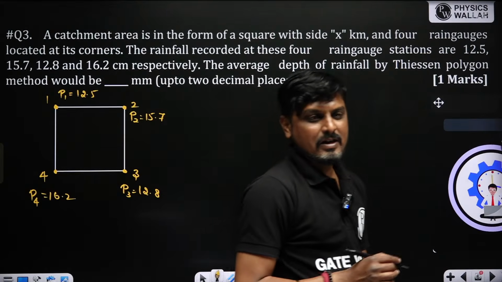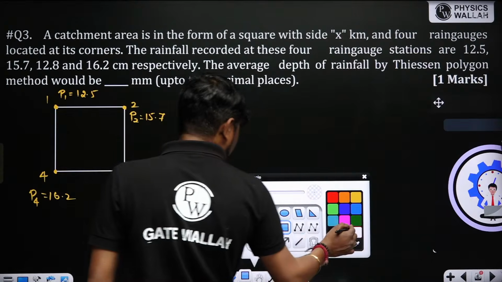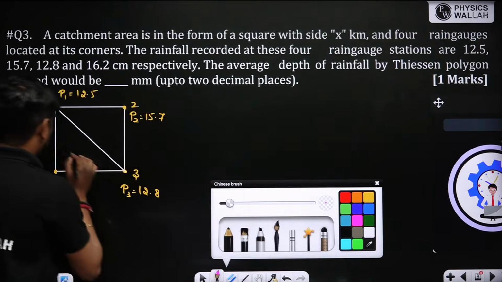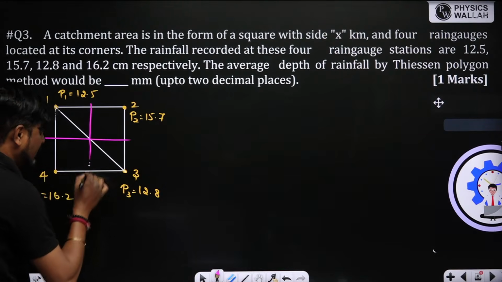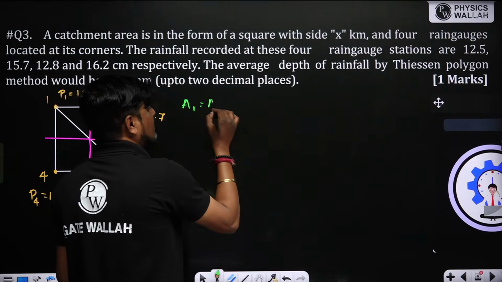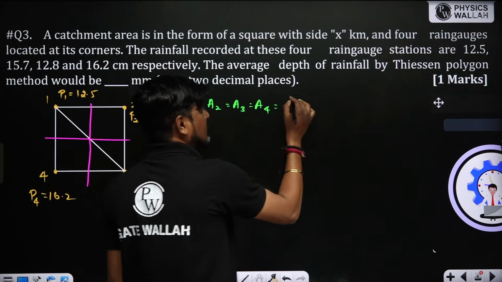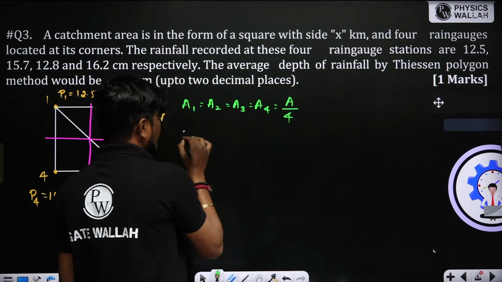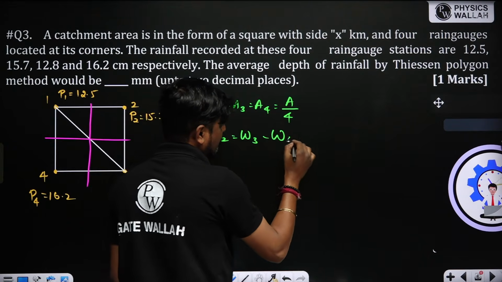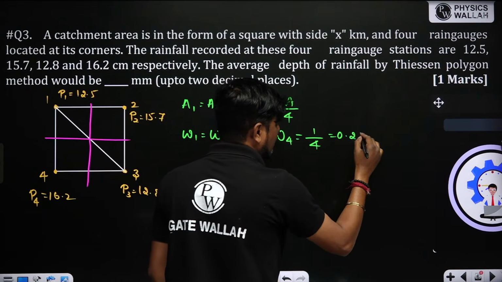If all rain gauges are located at the corners, then dividing is easy. You can join any one station and you can see all four rain gauge stations will have the same areas. So area 1 is equal to area 2 is equal to area 3 is equal to area 4, then it is A by 4. So Thiessen weights will be the same, 1 by 4, nothing but 0.25.